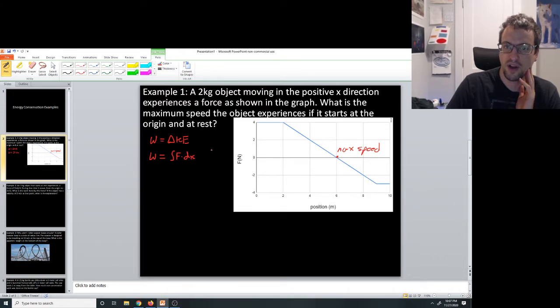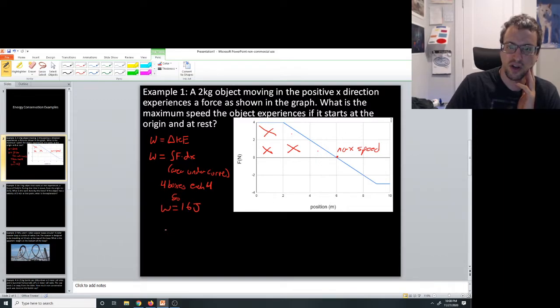Now, best part of this, the integral is also the area under the curve. So in this curve, we've got this box, 3 boxes, and then 2 half boxes. Each box is 2 by 2, so it's 4 boxes, each of an area of 4. So work equals 16 joules. All right, so the work is equal to 16 joules.